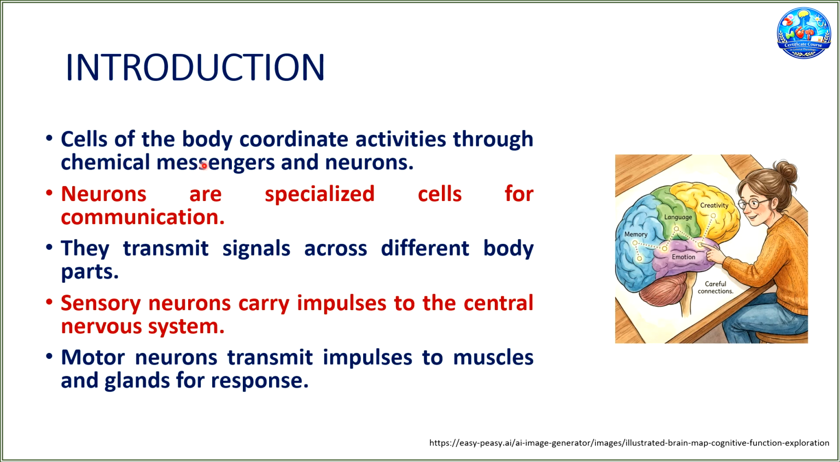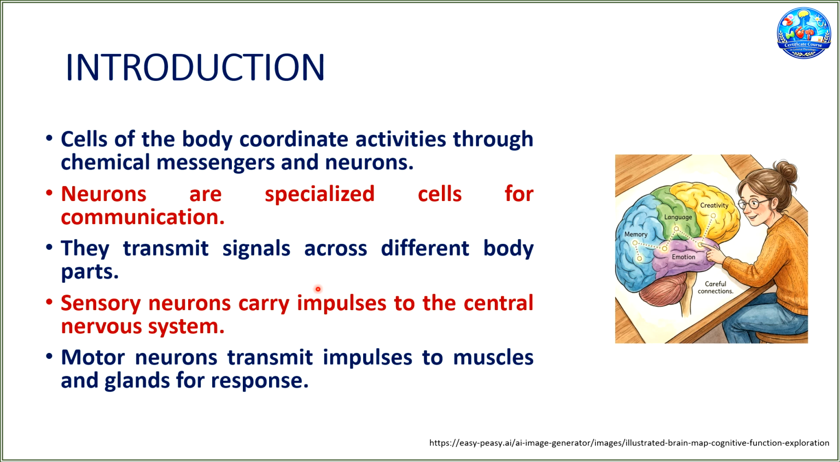The cells in our body have their activities coordinated through a complex communication system. This communication and coordination is achieved through chemical messengers, which we call hormones, and also through specialized cells known as neurons or nerve cells. Neurons play a vital role in transmitting signals across different parts of the body, ensuring proper functioning and integration of activities.